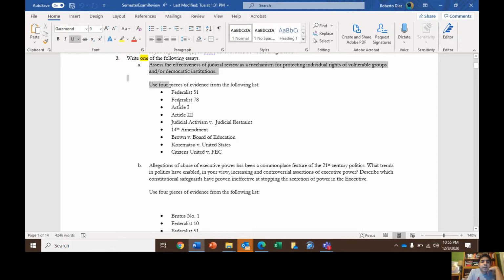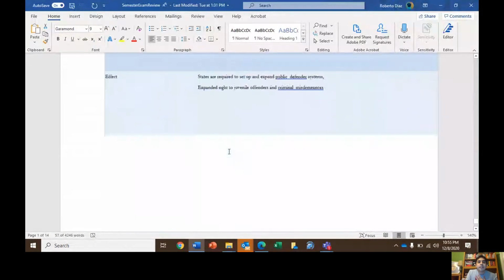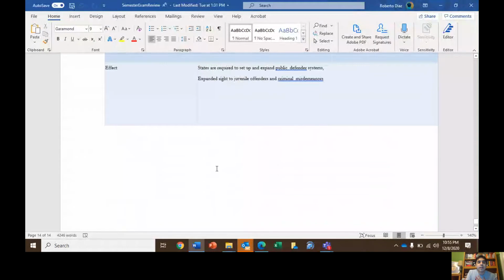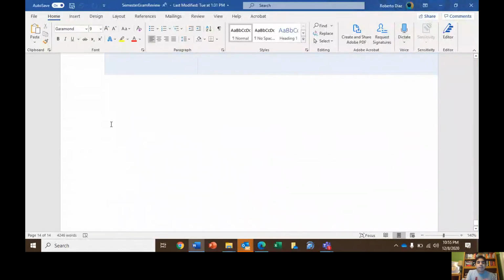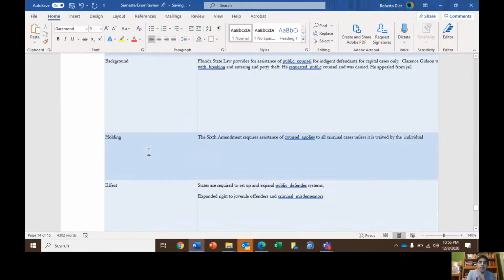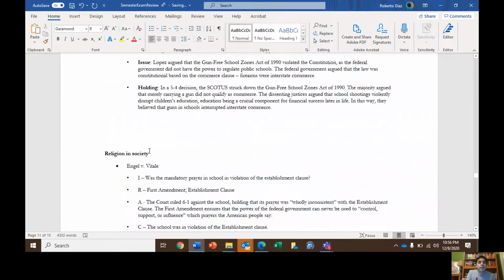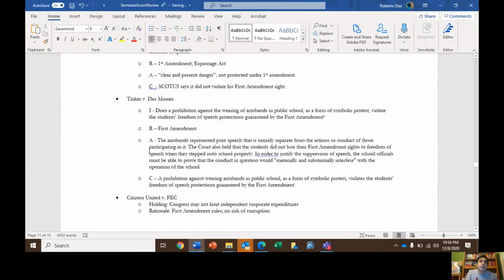So the first thing I want to do is copy and paste this prompt and put it at the end of the review. I had discussed how I had created this lengthy review, this lengthy reference sheet that you can use with all sorts of concepts, rulings, amendments. Please make use of it as you're writing.